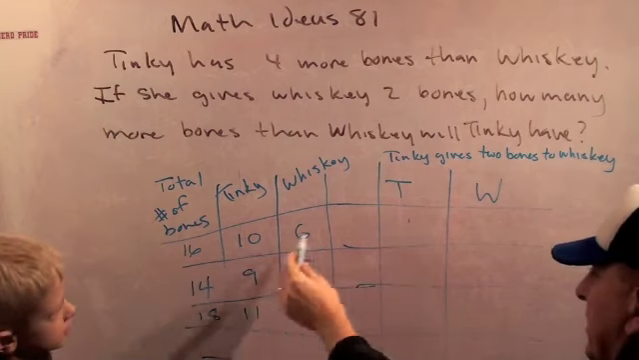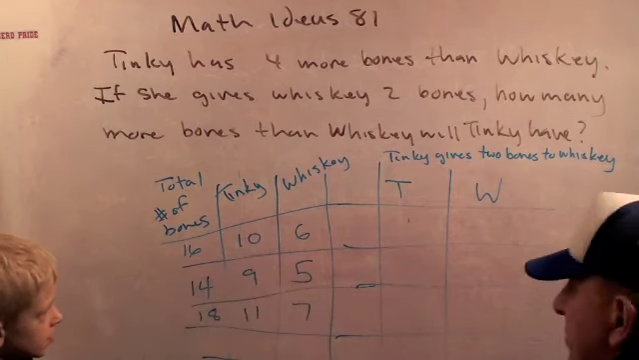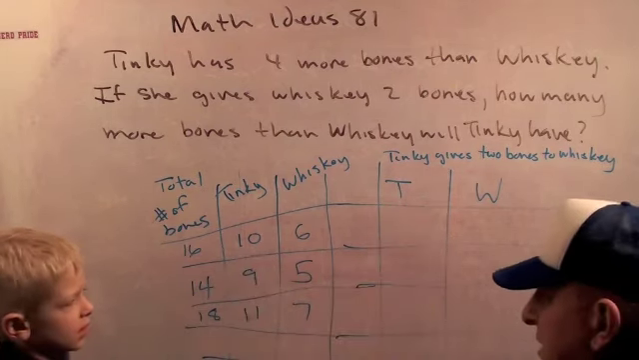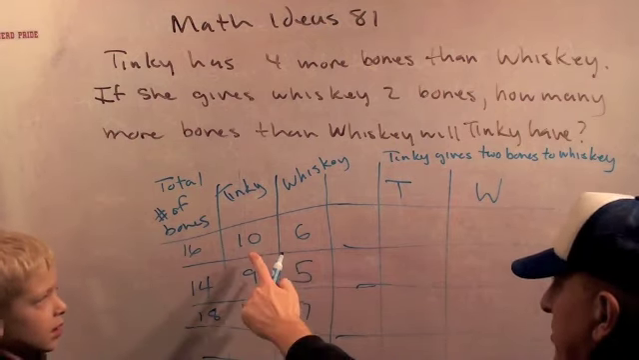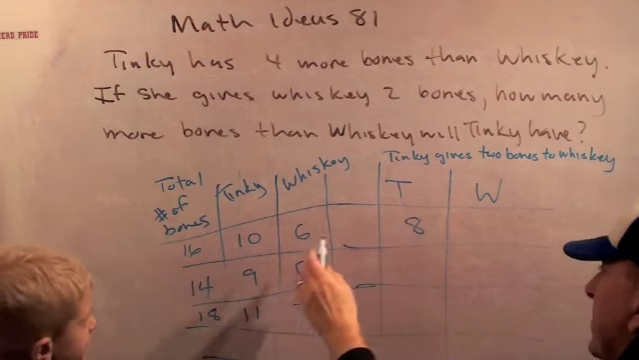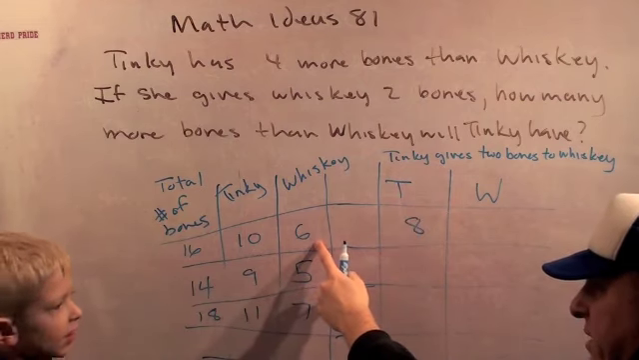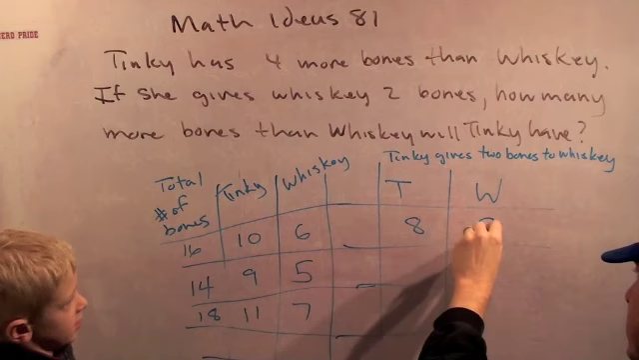Now how many bones does Tinky have? She started with 10 and she gave 2 bones to Whiskey. So how many bones does Tinky have when she gives 2 bones to Whiskey? She started with 10, now she has 8. How many does Whiskey have? She started with 6. And she has 8. Interesting.